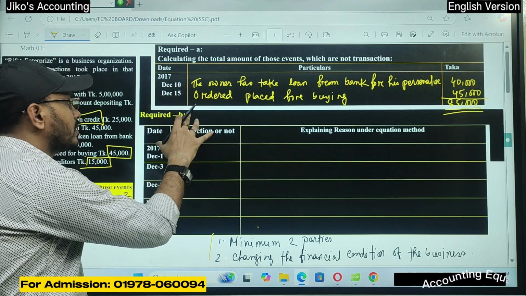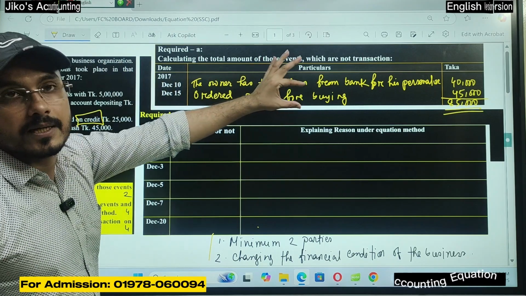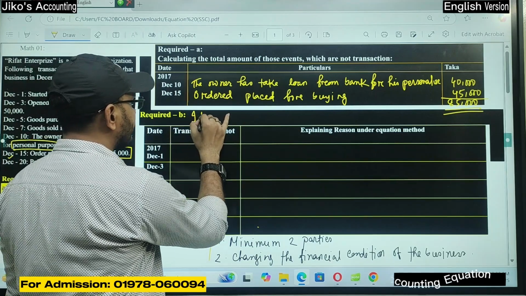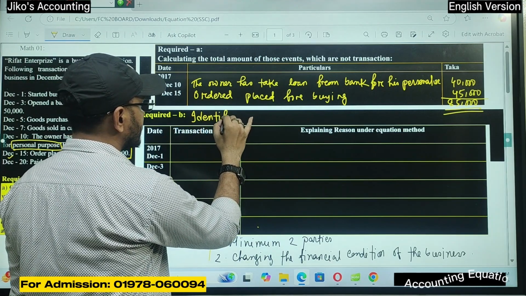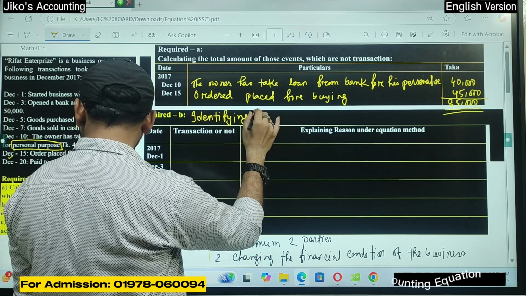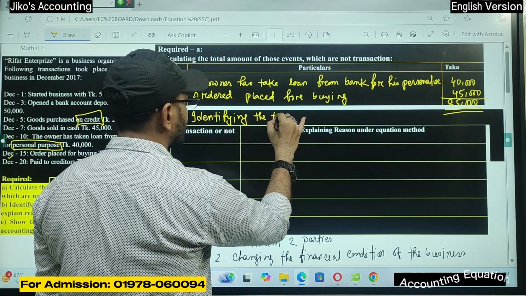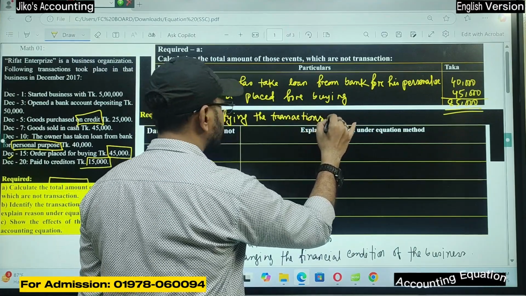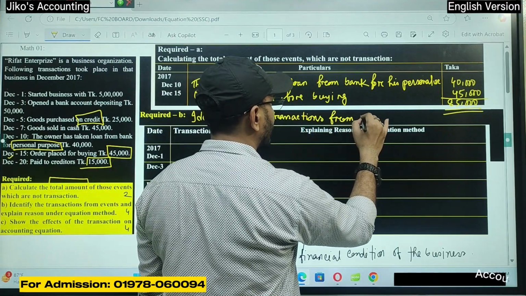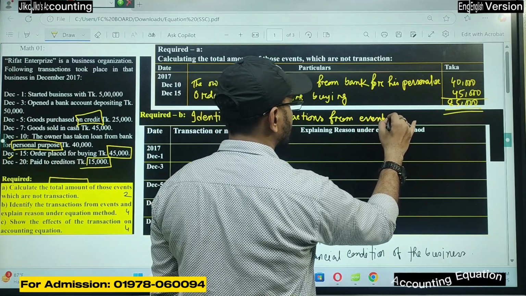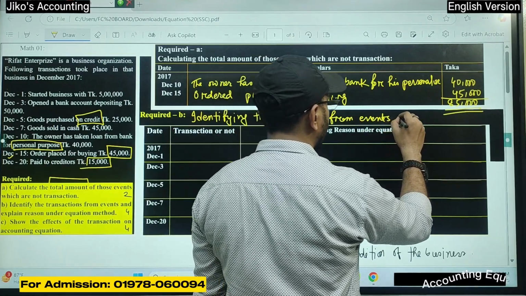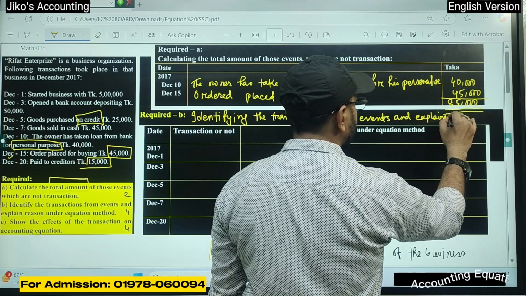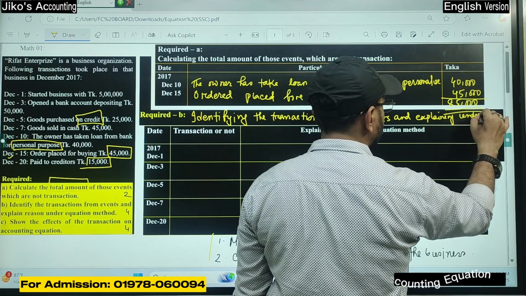Okay. So while doing this, Matt, you have to give a title here. What do you have to write down here? Identifying the transactions from events and explaining under equation method.